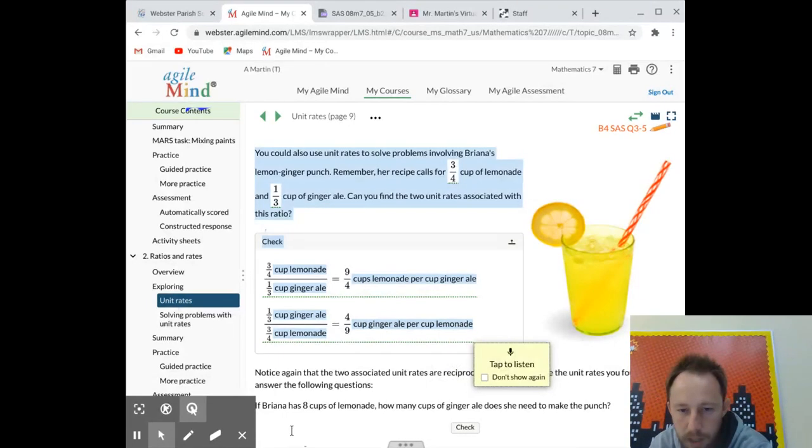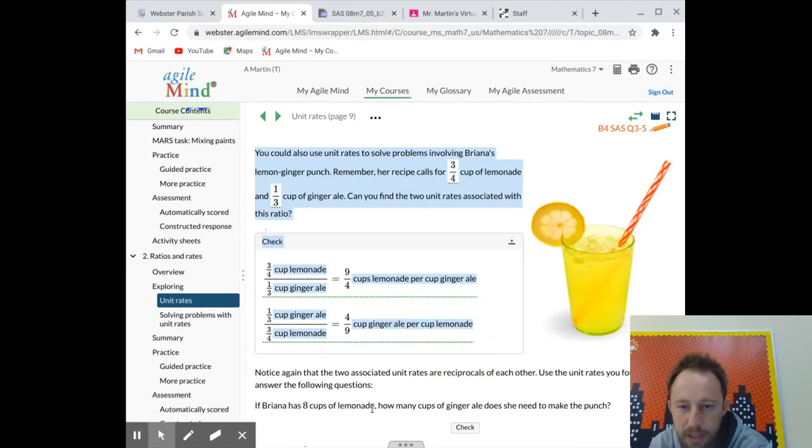Multiply. All right. So it says we're going to try to make 8 cups of lemonade. It wants to know how much ginger ale. So what do I need to do to determine that? Multiply 8 by... Would I be multiplying it by the ginger ale or by the lemonade? The ginger ale. Correct. So let's do 4 ninths.